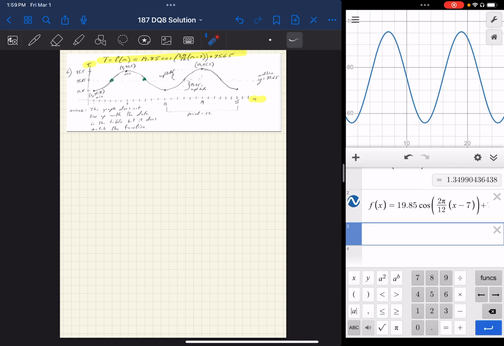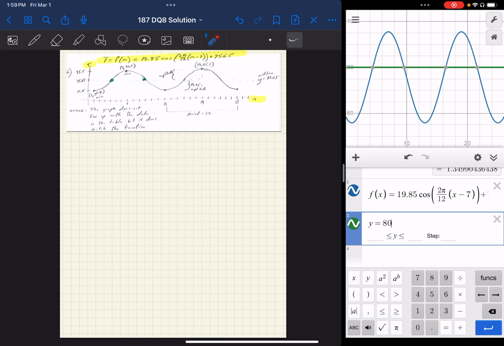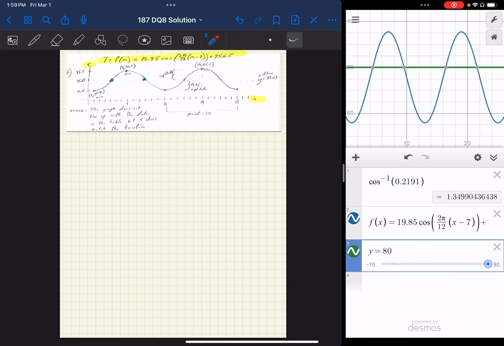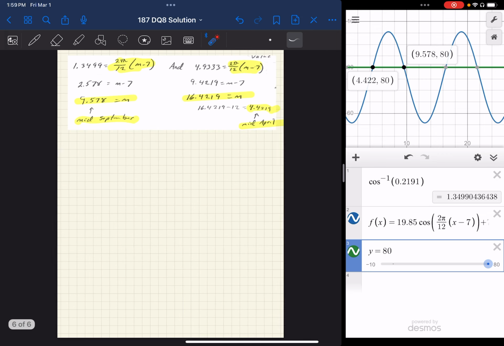And if I then say, when is y equal to 80, I can see that that happens right here, 4.422, the output is 80, and 9.578, the output is 80. Very close to the numbers that I got right here. A little bit off just because of rounding.